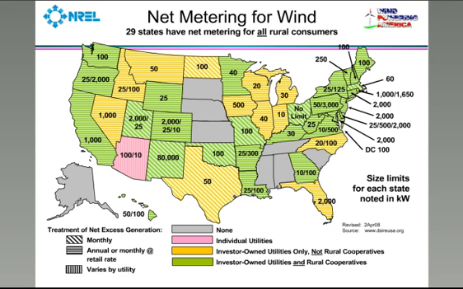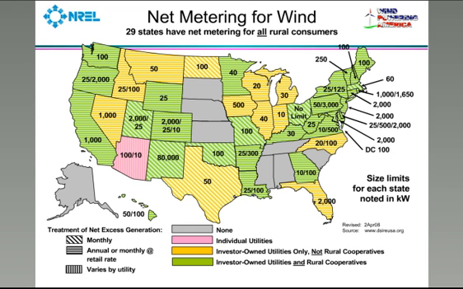Next map shows net metering laws by state. You can see that most states have some sort of net metering legislation. If you see one number, it's the size cap on the installation that's eligible for net metering. If you see two numbers, it's the residential and then the business split. And for three numbers, I don't know. I borrowed the slide from somebody else and didn't ask her what that meant. But you can see a lot of net metering legislation across the country.